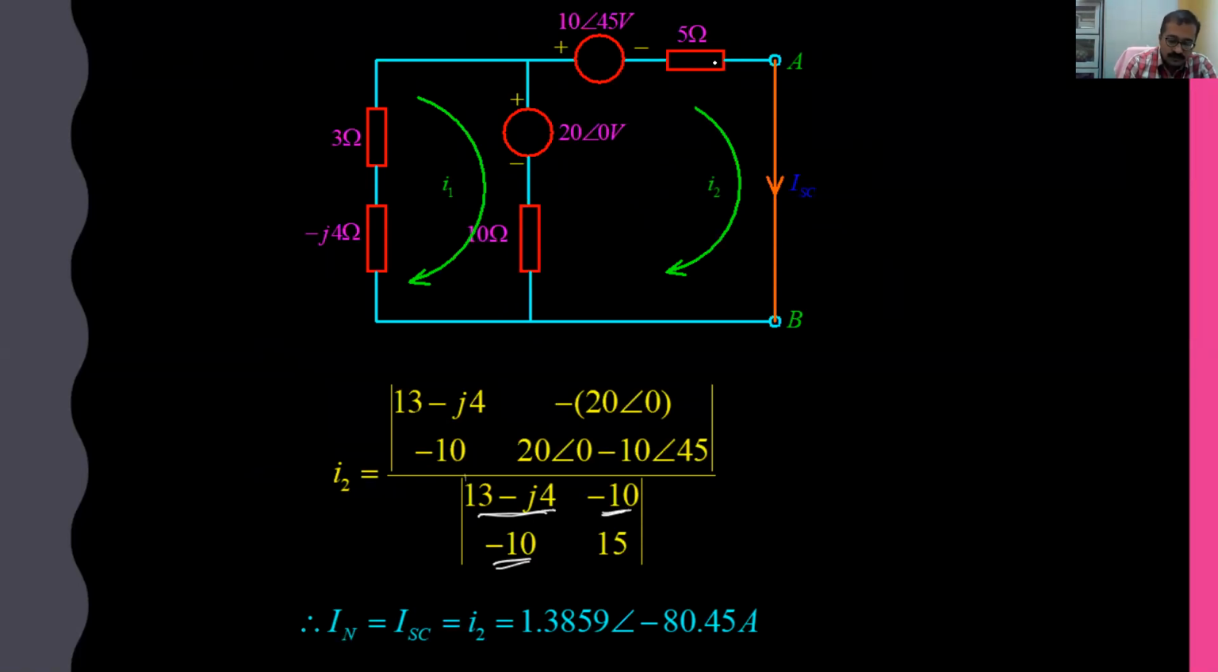What will be Z22? 5 plus 10, 15, right? So I have to find ISC, the short circuit current, corresponding to I2. That means delta 2. So what is delta 2? Second column of this determinant replaced with the voltage vector. For this assumed current direction, plus to minus potential drop, so minus of 20 angle 0. Now for this assumed current direction, minus to plus potential rise, so 20 angle 0, plus to minus potential drop, so 20 angle 0 minus 10 angle 45. Okay, so if you do this, you will get your Norton current as 1.3859 angle minus 80.45 amperes. Okay, so this gives you the Norton current.